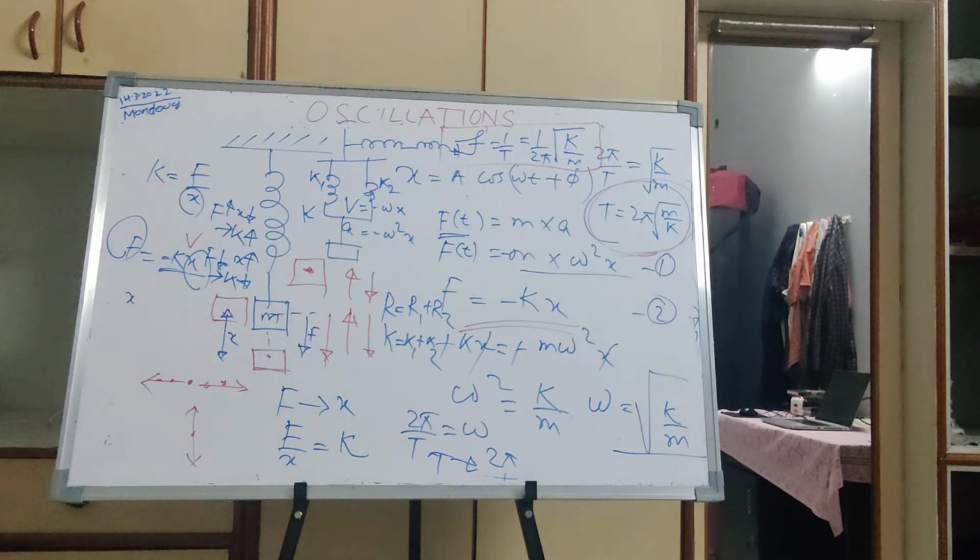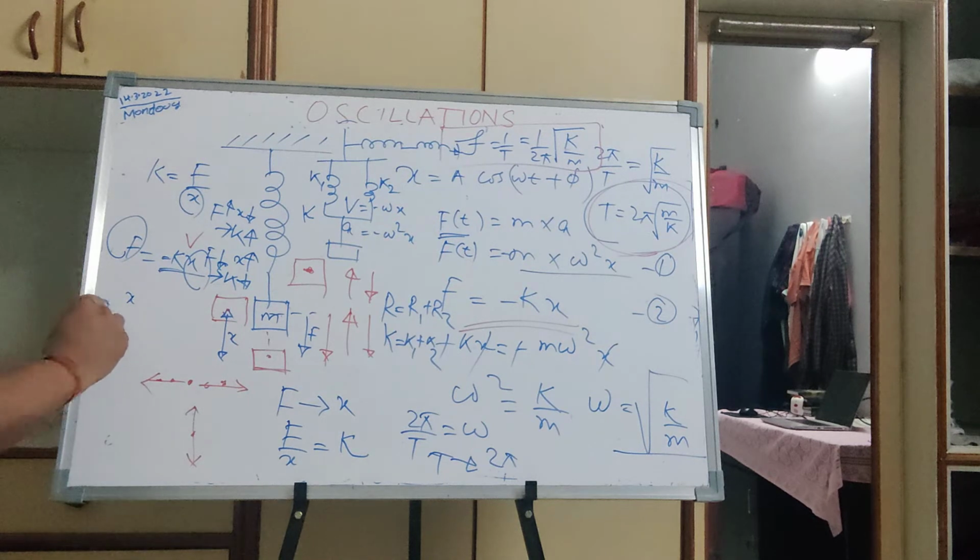Okay. So for a series spring or a parallel spring, you have to find out the time period and frequency. First, you have to find the equivalent stiffness. Once you find the equivalent stiffness, then only you can use it for finding the time period and frequency.